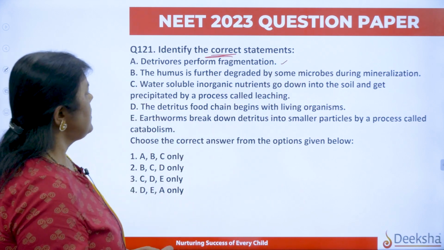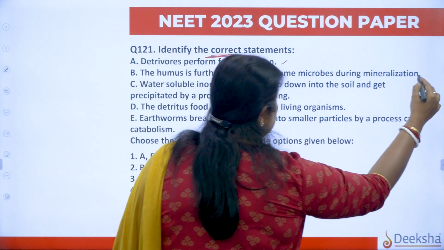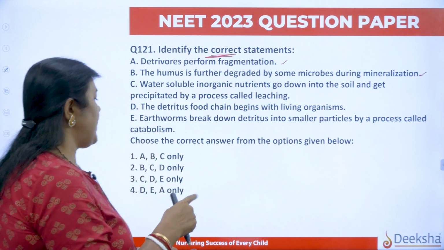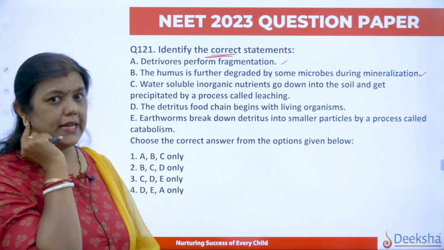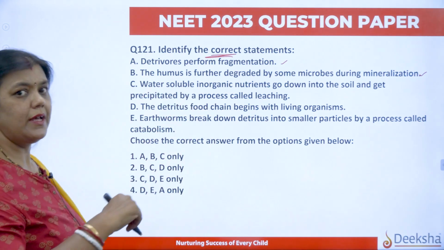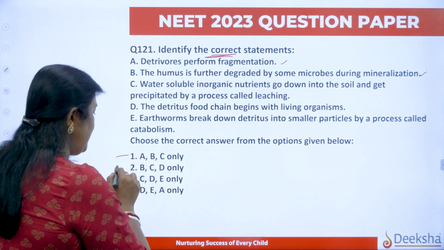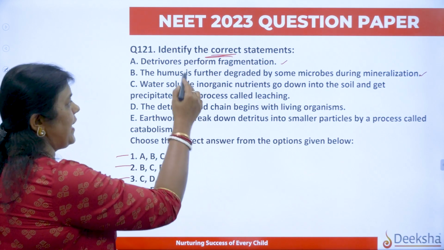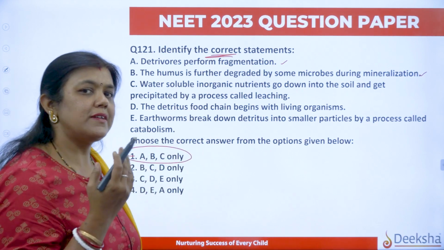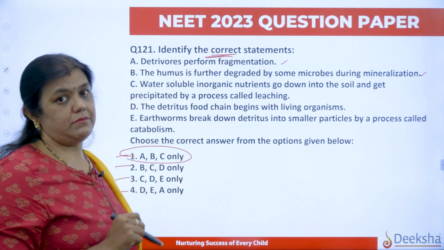Let's see the next one. The humus is further degraded by some microbes during mineralization. This is also a correct answer. So A and B. Now at this point, you can do one more thing. Where A and B both options are given, you can choose that directly because both of these are correct. Do we have multiple options with A, B? No. See, A, B, C only; B, C, D only; C, D, E only. You find A and B both are given in the first one itself. So without reading the third statement, you can directly go to option 1 because both the statements you find are correct.